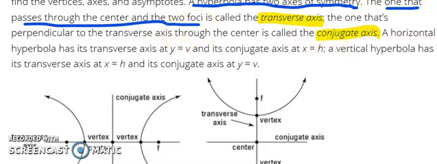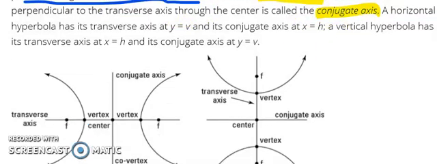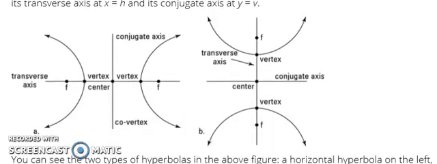So where is it? Sorry. So transverse axis, where is it? This is the transverse axis. This is also another example of the transverse axis. I'm just showing you. I'm focusing more on the terms and not on how to graph the hyperbola.